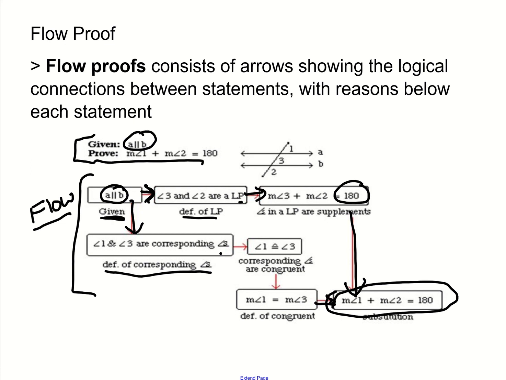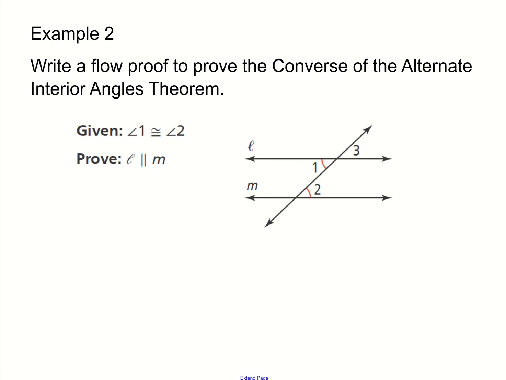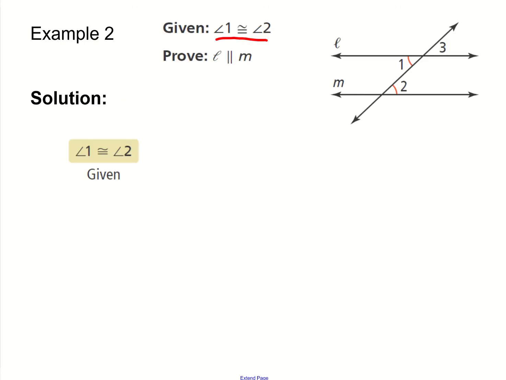We're going to actually look at an example of a flow proof. So we're going to write a flow proof to prove the converse of the alternate interior angles theorem. So this is the alternate interior angles theorem. If angle 1 is congruent to angle 2, these are alternate interior angles, well, then that means that these lines have to be parallel. So we want to prove that. Okay, so first off, let's start with the flow proof. The given statement, which is underlined in red, goes first. So our statement goes in the box, and the reason goes on the bottom. So the reason is that it's given.